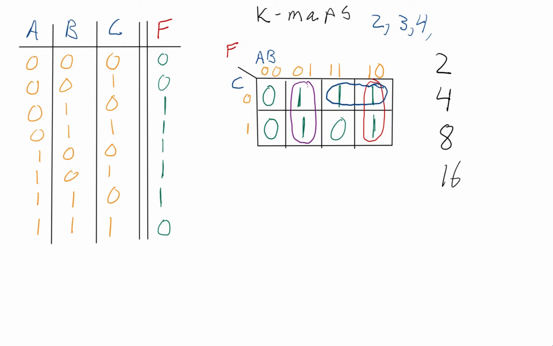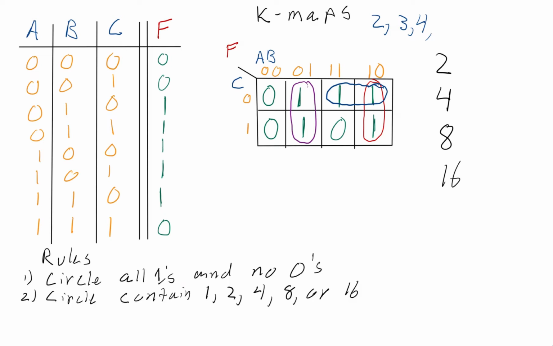Okay. Now, let me just quickly review some of the other rules when we circle. The first two rules that you cannot break, and I kind of already mentioned them, you have to circle all of the ones and no zeros. Also, the circle must contain 1, 2, 4, 8, or 16 ones. Okay, so it can only have that number. So we cannot create a group of 3 or a group of 6. It has to be in a group of 1, 2, 4, 8, or 16.